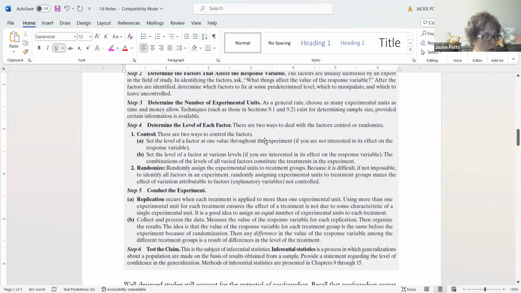Once we've got this all started, we need to decide who's the control and who's not. And for the control, we need to set what the level of the control is.